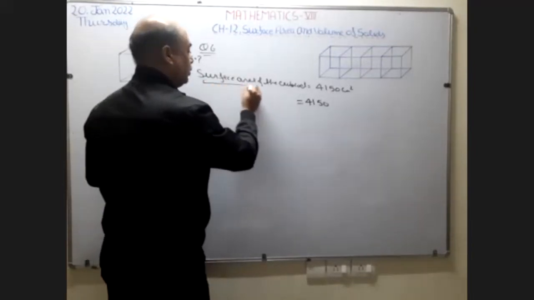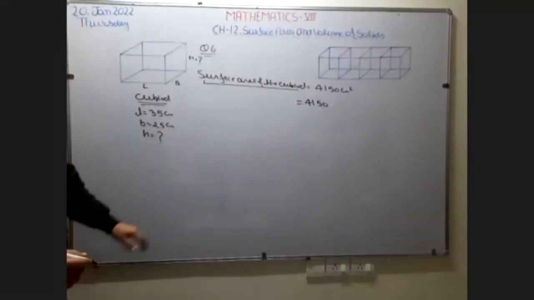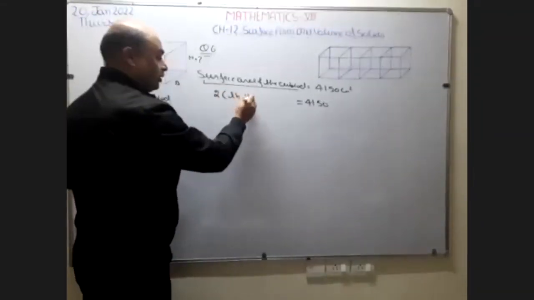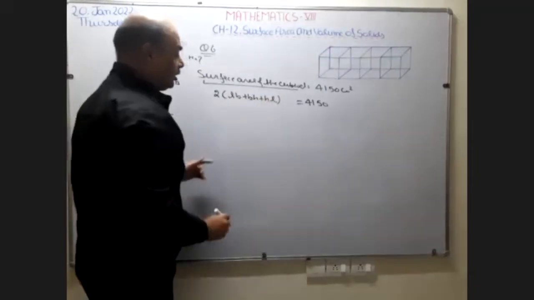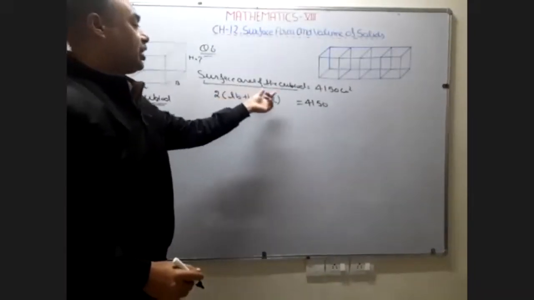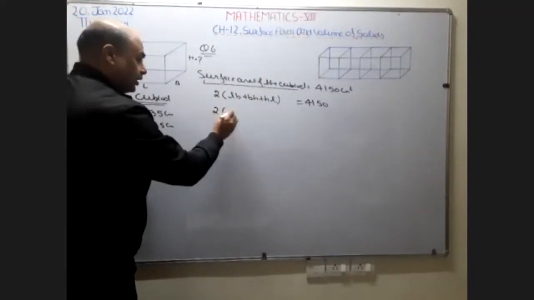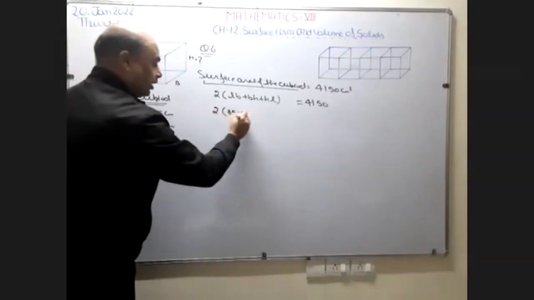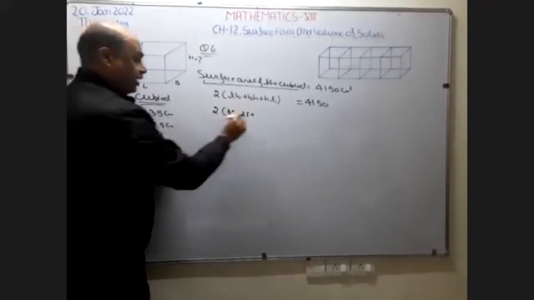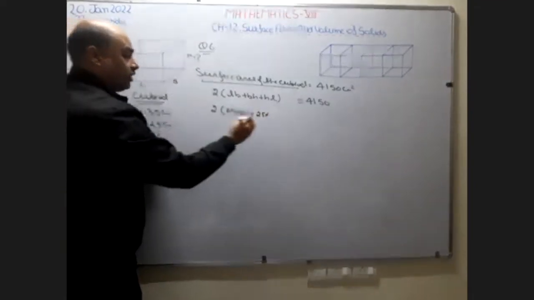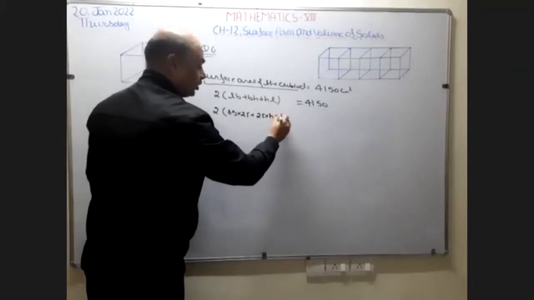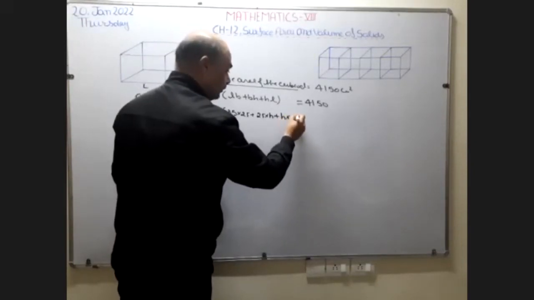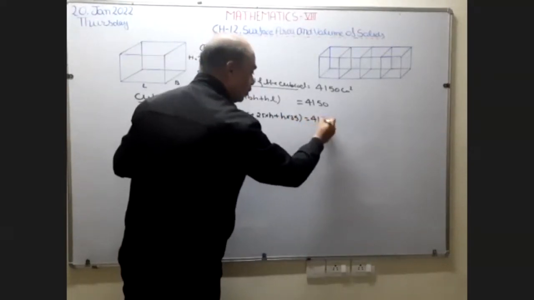Now, what is the formula for finding the surface area of the cuboid? I'm going to use this formula: 2 into (LB plus BH plus HL). So this is the formula for finding the surface area of a cuboid. Length is given as 35, so write 35 here. Breadth is given as 25, so write 25. H is not given, so H is going to remain the same. Again, write H the same. Length is given, so write 35, equal to 4150.